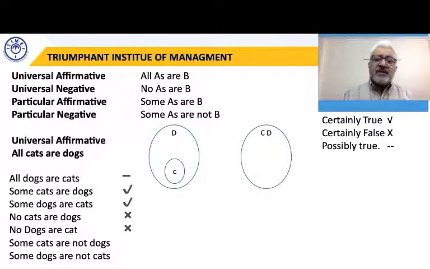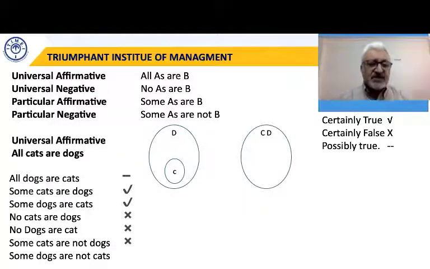Now look at diagram 1. It says that some cats are not dogs. Does it say that? The answer is no, because the statement tells us all cats are dogs. So how can it be possible that some cats are not dogs? Hence, this is also a false statement.